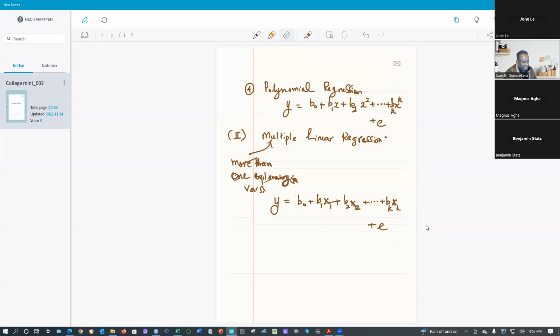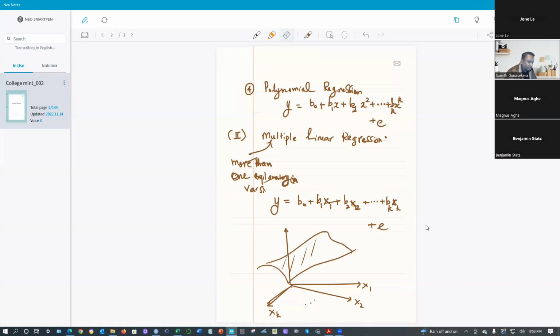Look at here. Let's say that you have X1 on this axis, X2 on this axis, and so on, up to Xk. Then what do you get? You're not going to get a straight line. It's going to be in k dimensions, not 2 or 3 dimensions, based on how many variables you're going to throw in. So it will be represented not by a straight line, but by a plane. This plane we're going to call a hyperplane.